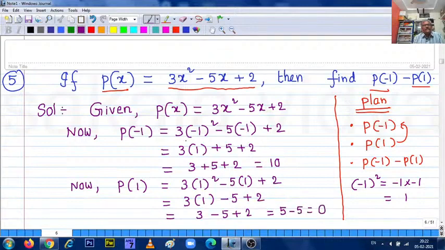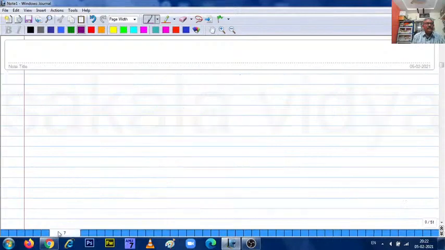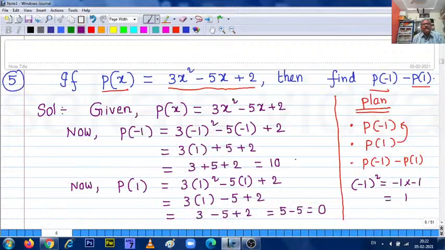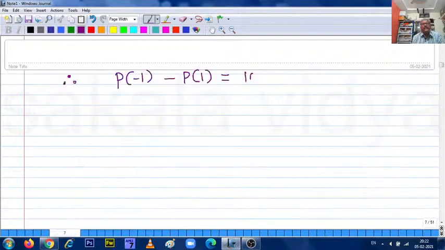So P of minus 1 is 10. P of 1 is equal to 0. Subtract 0 from 10, you get 10 itself only. Now therefore, P of minus 1 minus P of 1. So go back to the previous page. In the previous page, P of minus 1 is 10. P of 1 is 0. So let us substitute: 10 minus 0. So we get 10. So all of you understood?